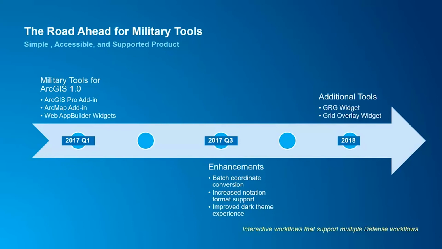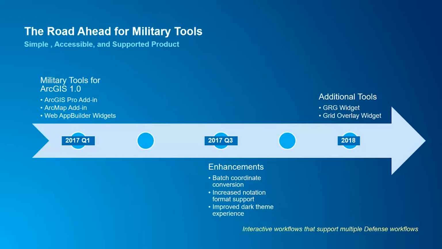We also want to increase the notation format support throughout the entire product, so in the widget, in ArcMap, and ArcGIS Pro. We also want to improve our dark theme experience. We have two widgets that are going to be coming as additional tools: the GRG widget, or gridded reference graphic widget, and then the grid overlay widget. Those are both going to come sometime in 2018. So this is basic information on our road ahead, but I want to make sure you understand that we need your help to understand what this product should be. We've gotten the first version out the door, and we want to make sure that we're satisfying all those hard workflows that you find with ArcGIS, and share that information with us.